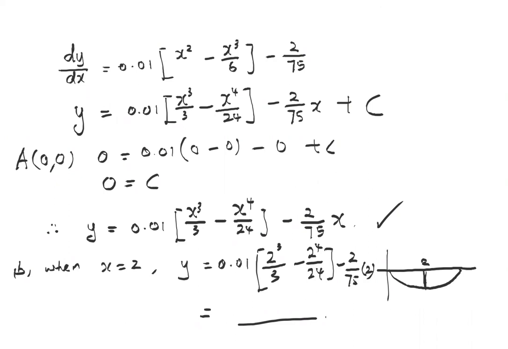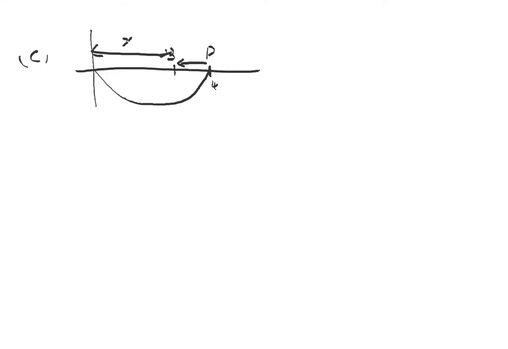Okay, part C, look. When you say 1 meter away from P, P is here. Here is 4. 1 meter away, so here is 3. So this is your x. Are you clear? So therefore, when x equals 3, you get your y, same thing. Get me? Change the x to 3.